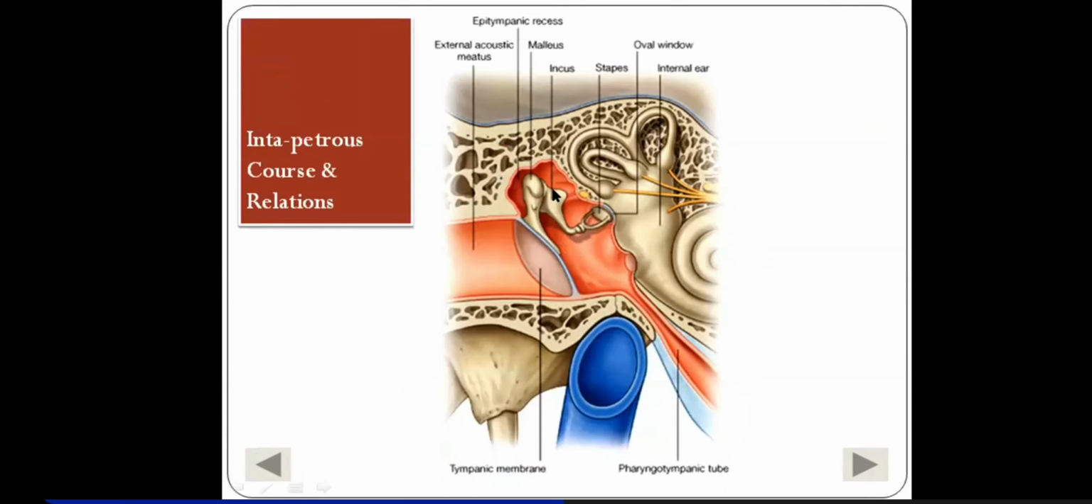Here you can see, after crossing the vestibule, it crosses the first part and the genu. Now it will reach here as the second part. Got it? This is the second part of the facial nerve. And if you can really appreciate, the medial wall of the tympanic cavity has this bulgy thing, like an impression on the medial wall of the middle ear, and that's the elevation of the facial canal.